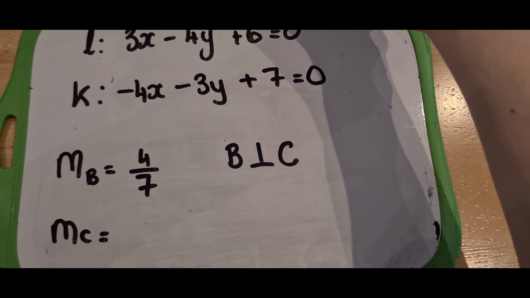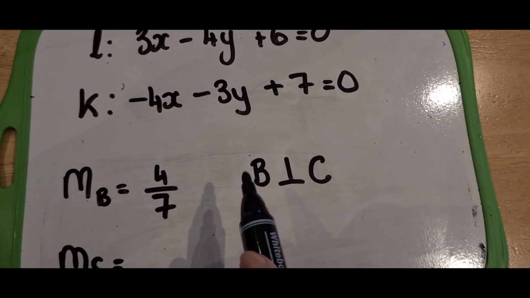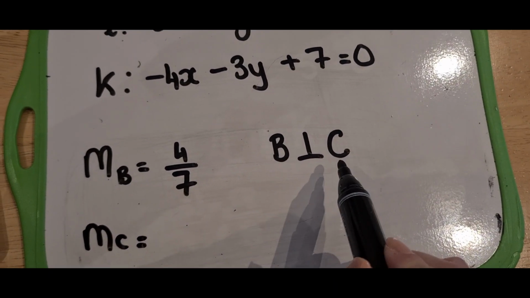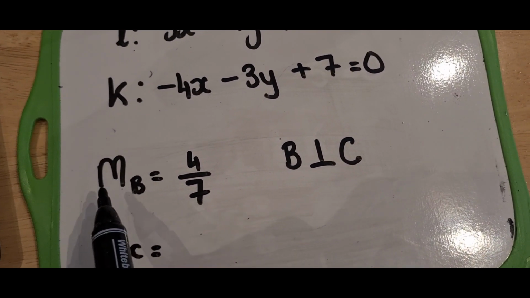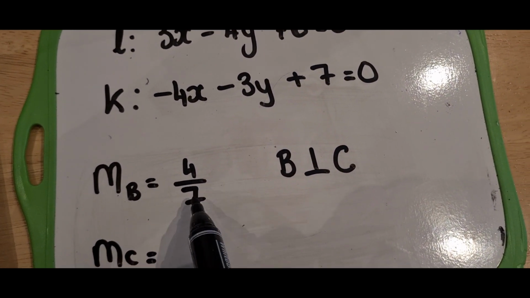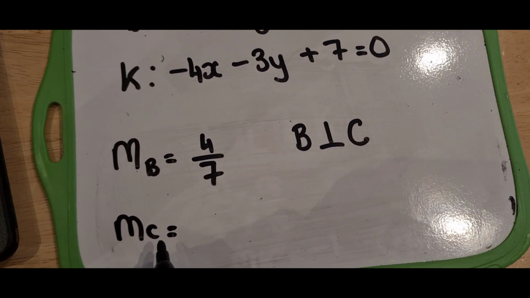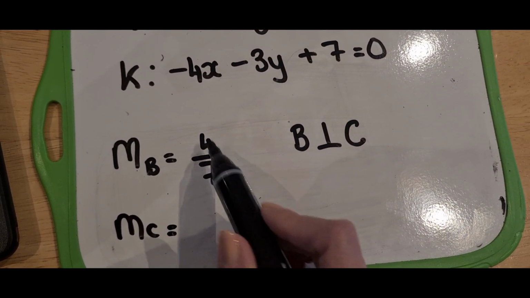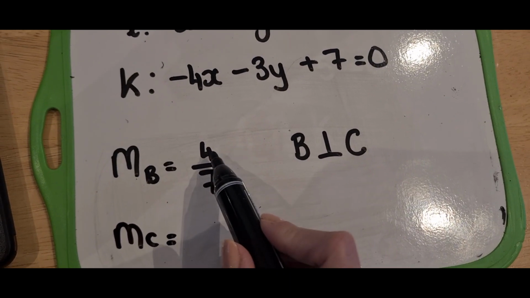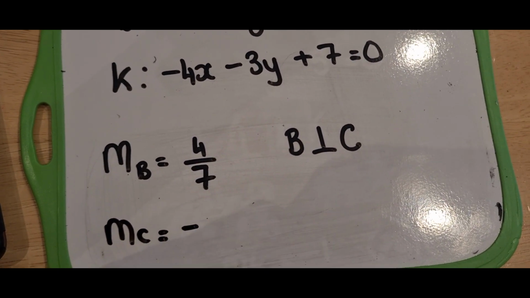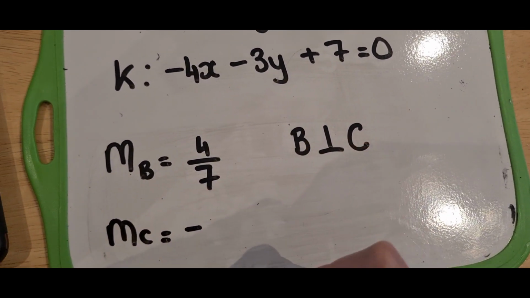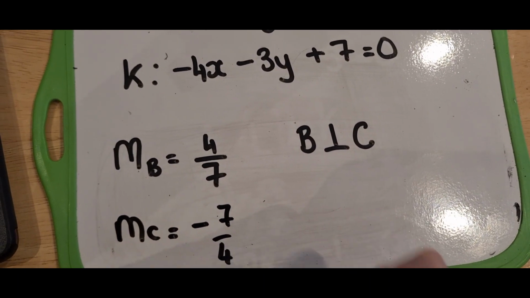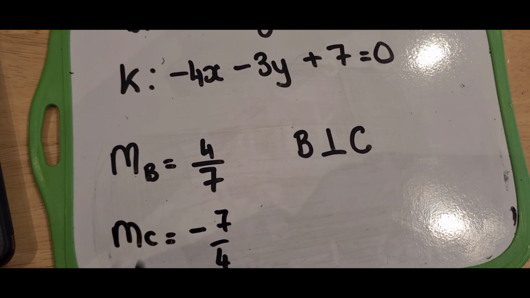Okay, so for example, if you are told that the line B is perpendicular to the line C, and you're told that the slope m of B is 4/7, find the slope of C. Well, the fact that they're perpendicular means I can take the slope of the line B, 4/7. It's a positive slope, so this one's going to be a negative slope, and just flip that upside down. So it'll be -7/4. That is the slope of line C.